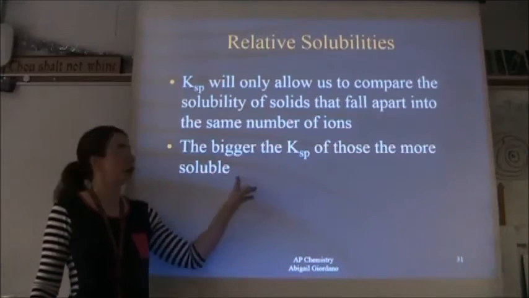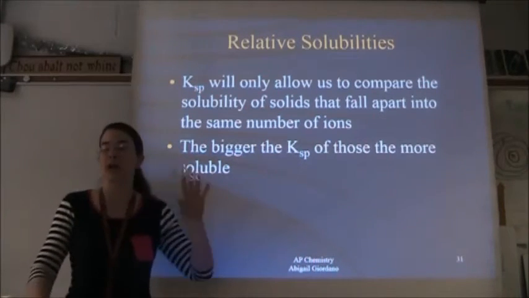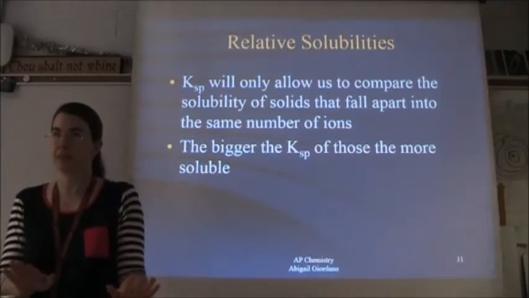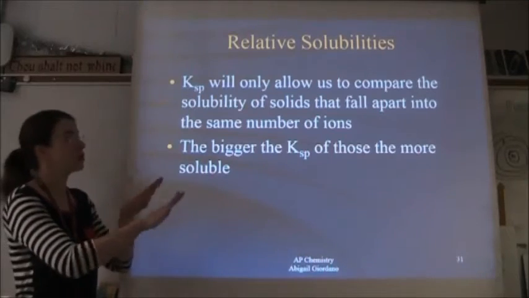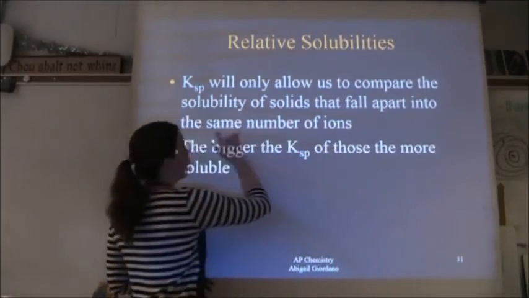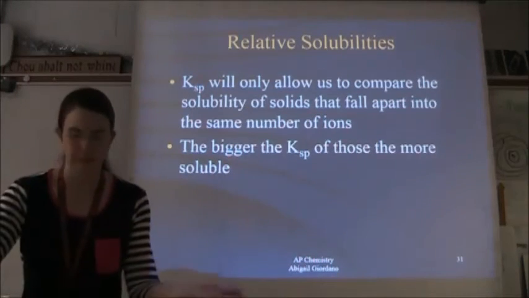However, there's a little bit of a snag with that. You can't just compare the KSPs of any 2 salts you want. You can only do that if the 2 salts that you're comparing fall apart into the same number of ions. What do I mean by that?